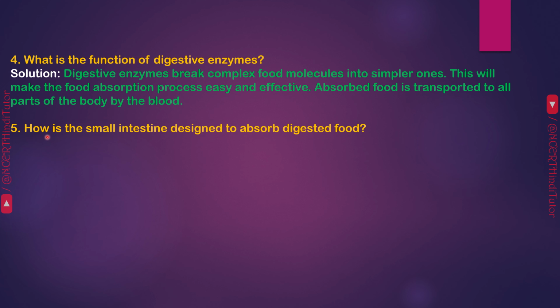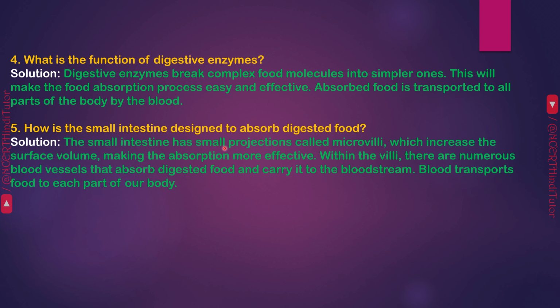Question 5. How is the small intestine designed to absorb digested food? Answer. The small intestine has small projections called villi, which increase the surface area, making the absorption more effective. Within the villi, there are numerous blood vessels that absorb digested food and carry it to the bloodstream. Blood transports food to each part of our body.